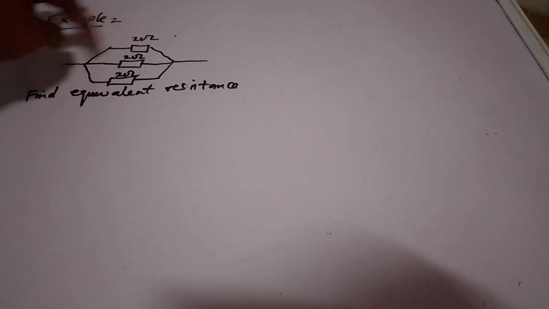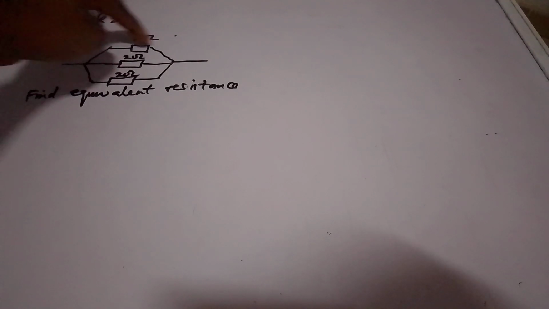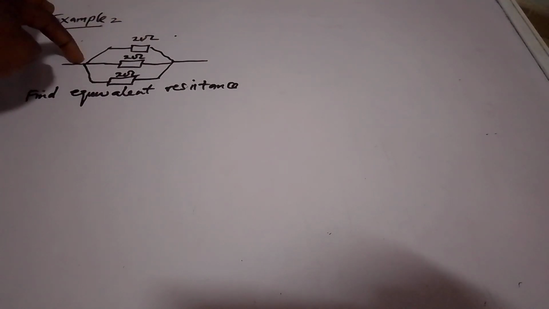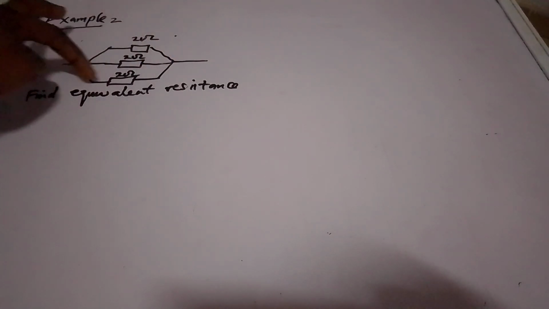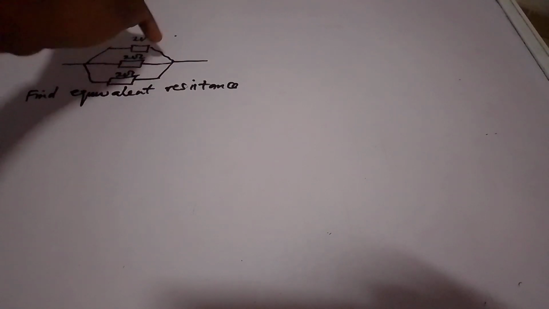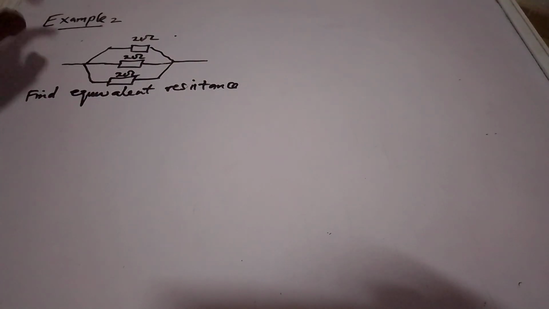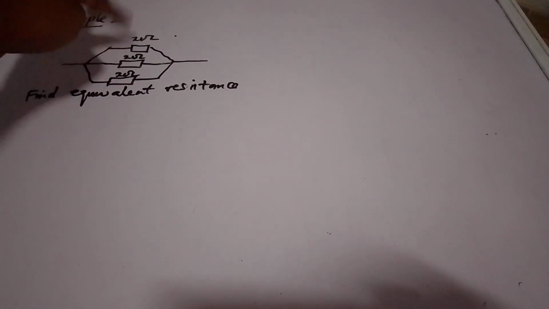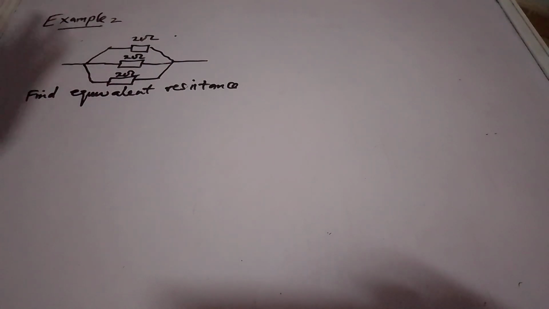When current gets here, then current needs to split into 3. Part of the current will flow through the first 2 ohms, one will flow through this, and the other will flow through this. Then later they come out together. Which means the current has to split into 3. So in this case, the arrangement of these resistors is in parallel.